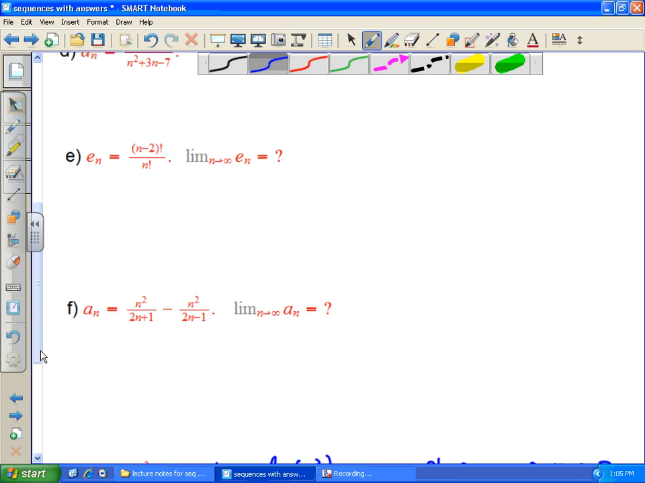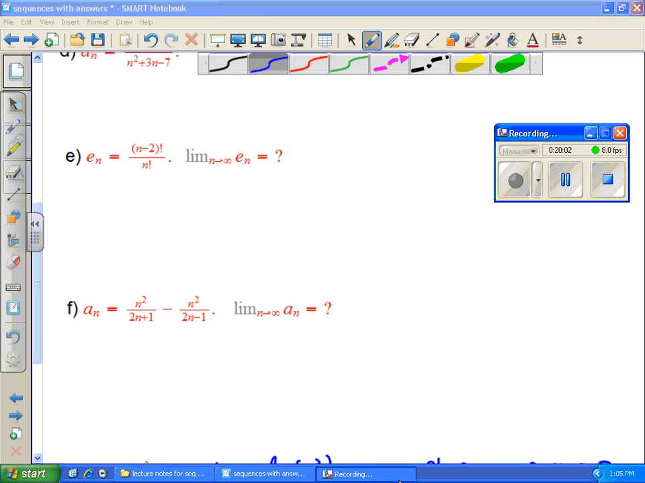Okay, the first example is find the limit of this sequence, (n minus 2) factorial divided by n factorial. And the bottom one is saying find the limit of n squared over (2n plus 1) minus n squared over (2n minus 1). The top one is of the form infinity over infinity. The bottom is of the form infinity minus infinity. Both of them, you have to get rid of the indeterminate form. So think about it for a little bit, and then we're going to go over them. Any thoughts about the first one?